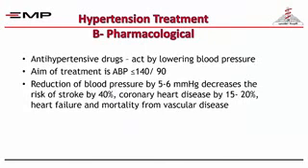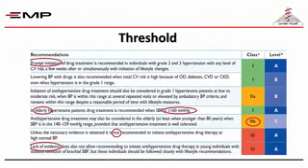Second part is the pharmacological treatment. Antihypertensive drugs act essentially by lowering blood pressure. Aim of the treatment is arterial blood pressure less than 140/90 mm mercury. Reduction of blood pressure by 5 to 6 mm mercury decreases risk of stroke by 40% and coronary artery disease by 15 to 20%.